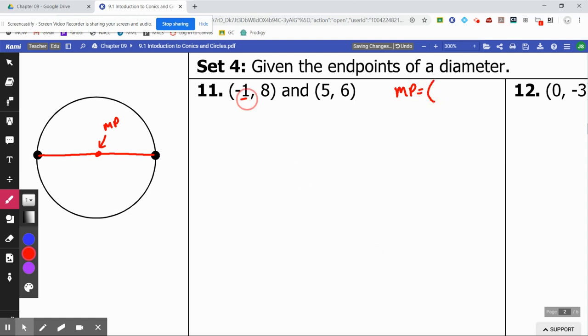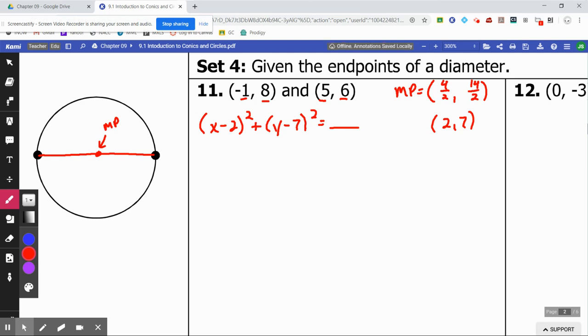To find the midpoint, you add your x's and divide by 2. Then you add your y's and divide by 2. So therefore, the midpoint here is 2, 7. So we can go ahead and start our formula. We moved to the right 2, and we moved up 7, so it'd be minus 7. But we need a radius.